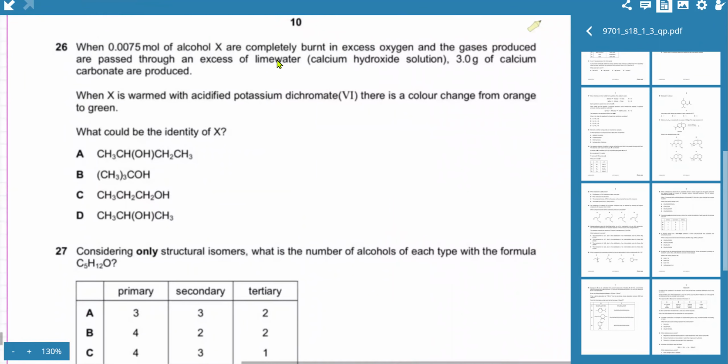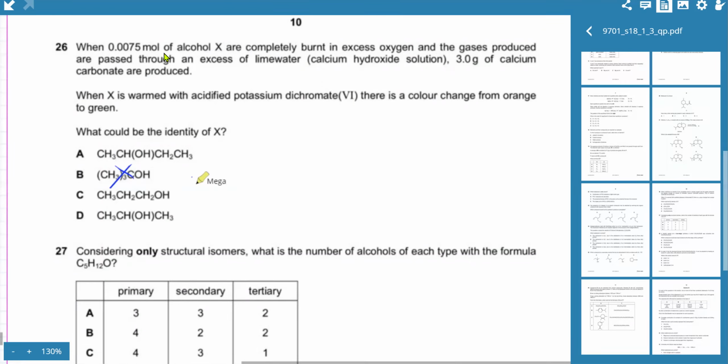Now, 0.075 moles of alcohol X are completely burnt in excess oxygen and the gases produced are passed through excess lime water. 3 grams of calcium carbonate are produced. When X is warmed with acidified potassium dichromate(VI), there's a color change from orange to green. So it's probably an alcohol or an aldehyde. But the only options you're given are alcohols, and all of them are alcohols except for B. B is a tertiary alcohol and can't be oxidized, so we can leave that out. Primary alcohol, secondary alcohol, secondary alcohol. These can be oxidized. So it's either A, C, or D.